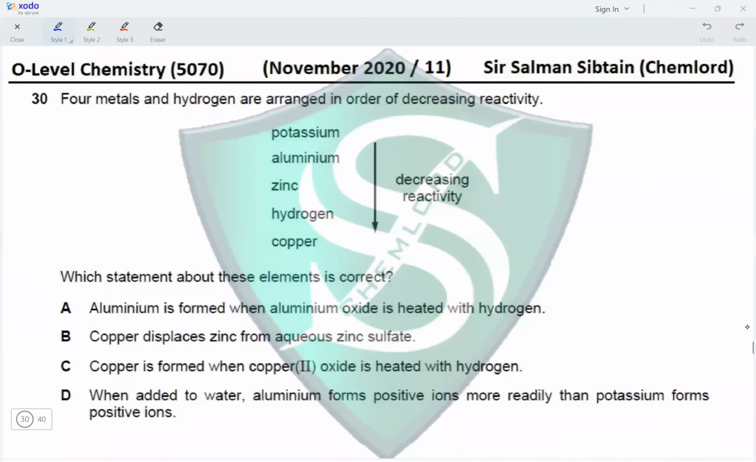Question 30. Four metals and hydrogen are arranged in order of decreasing reactivity. Okay, this is part of the metal reactivity series. Which statement about these elements is correct? Aluminum is formed when aluminum oxide is heated with hydrogen? No. Aluminum is formed when aluminum oxide, which is called bauxite, is dissolved in cryolite and then electrolyzed.